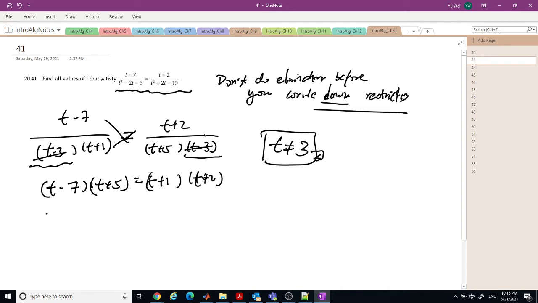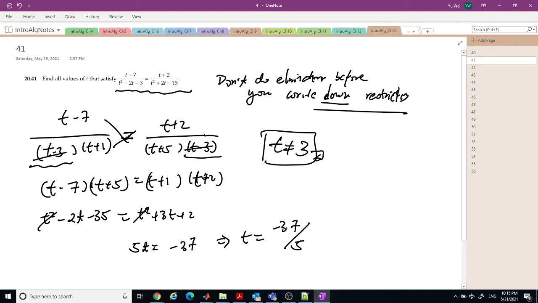Okay, so we have t squared minus 2t minus 35 is equal to t squared plus 3t plus 2. Okay, now we can cancel this. Then we have 5t is equal to -37. So we get t equals -37 over 5. So this one doesn't equal 3, so that's the answer.